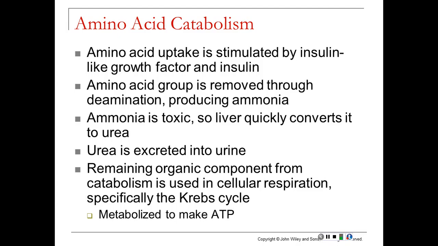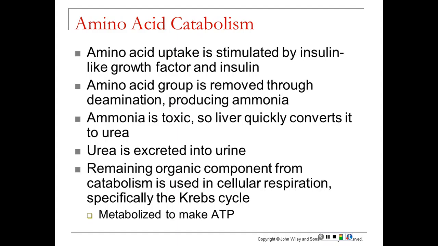Amino acid groups are then removed through a process called deamination. It produces ammonia, which you may have heard of before. Right? It's very toxic, so the liver wants to get rid of it. It converts that ammonia into urea. Urea is excreted in the urine. That's what gives urine its smell as well as its color.